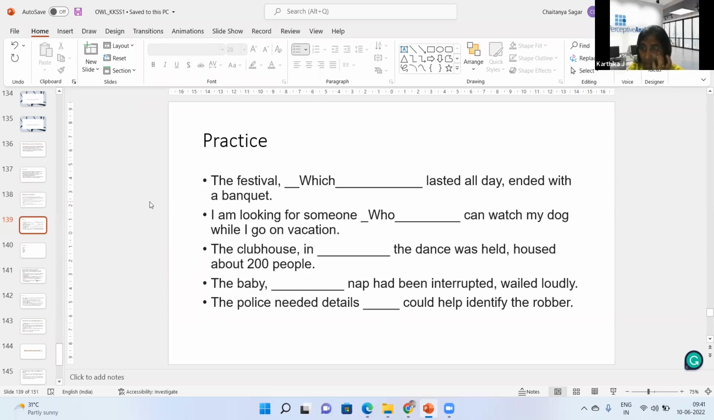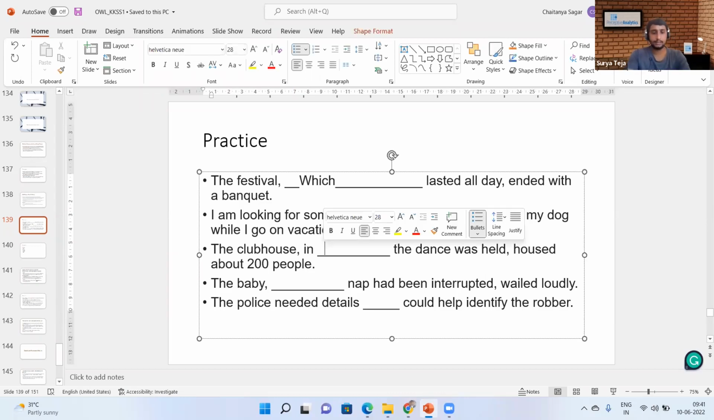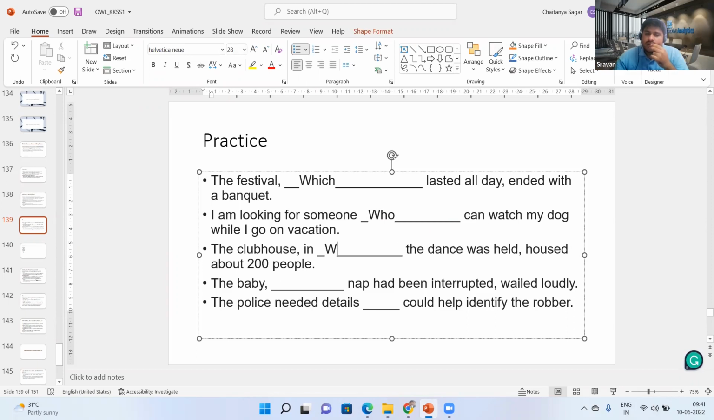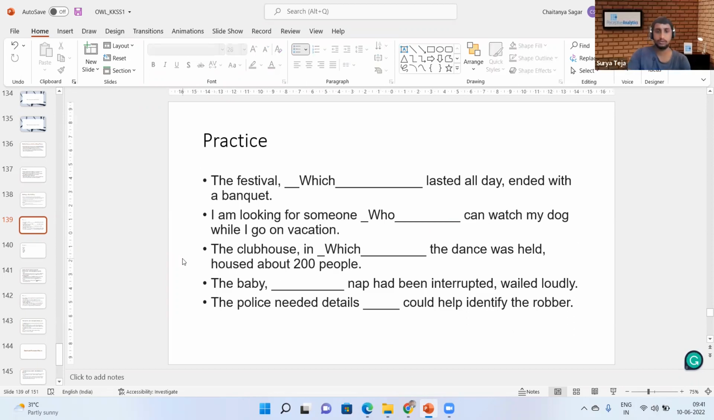Where? Which? Okay. So the correct answer is which. The clubhouse in which the dance was held housed 200 people. So in which, this which is talking about the clubhouse. We are talking about the clubhouse which housed 200 people. So we are talking about a thing here, which becomes the appropriate usage. And because we are not talking about the location. If we were talking about the location, then where would come. Here we're talking about the clubhouse which housed the 200 people, the capacity. So which becomes the appropriate usage.